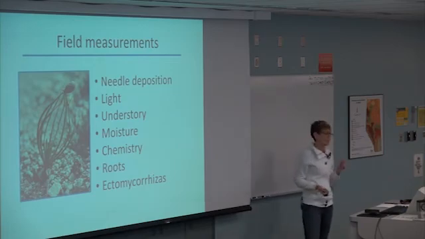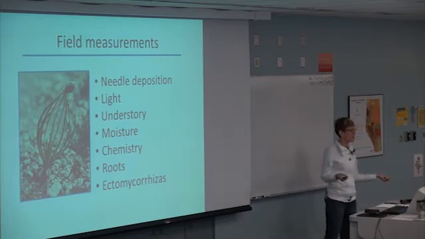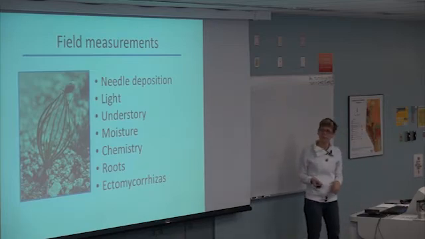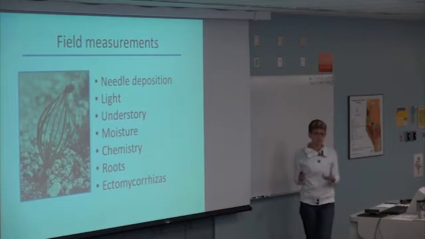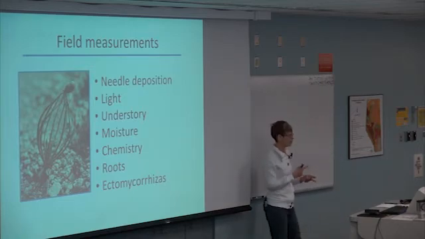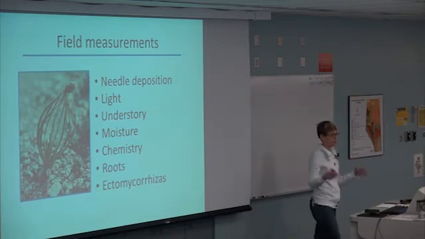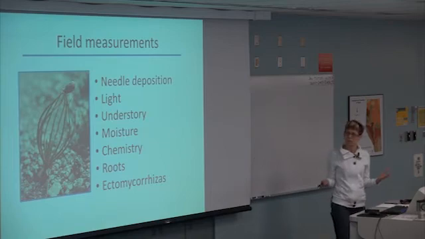For light, we've measured this in two different ways: in terms of canopy openness, and we also have a light meter that we can take those measurements on the ground. For the understory, we're looking at the species composition, including shrubs, and also looking at the biomass of the understory, so getting a sense of how abundant it is.